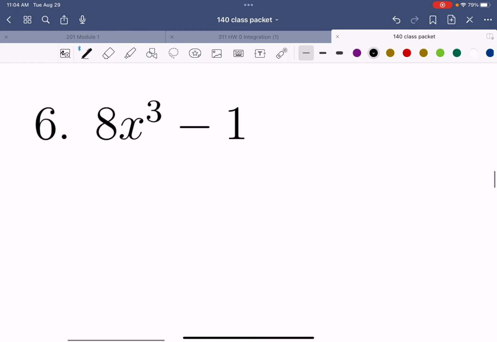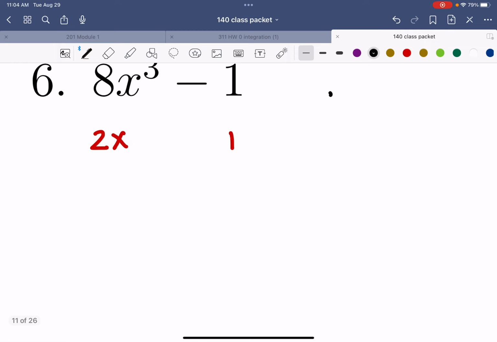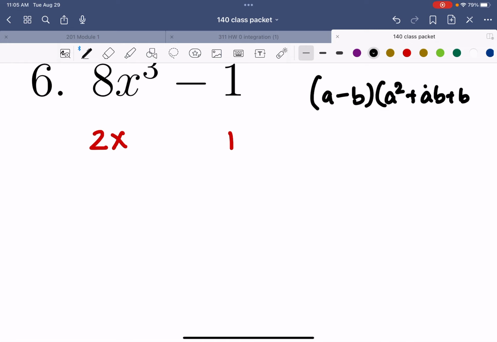And then our last one, these are 2 perfect cubes. This is a difference of perfect cubes. The cube root of 8 is 2. Cube root of x cubed is x. So the cube root of 8x cubed would be 2x. Cube root of 1 is just 1. And so if we remember, our formula is a minus b times a squared plus ab plus b squared.